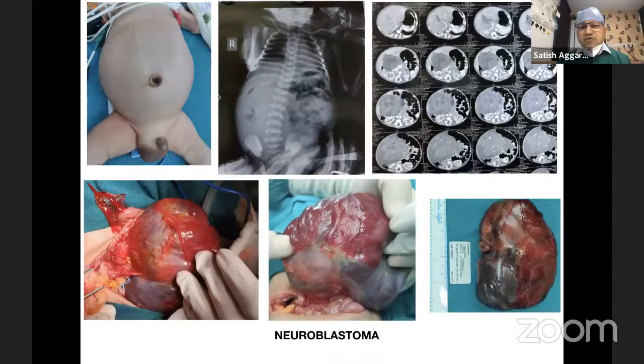So this is an example of a neuroblastoma, a very big mass. And in the imaging, you can see the CT scan picture showing a very large mass crossing the midline. You can see that it's lying anterior to the kidney and it is crossing the midline. But then again, we were able to resect this mass completely after giving 6 cycles of chemotherapy, which Manas Kalra gave very effectively.